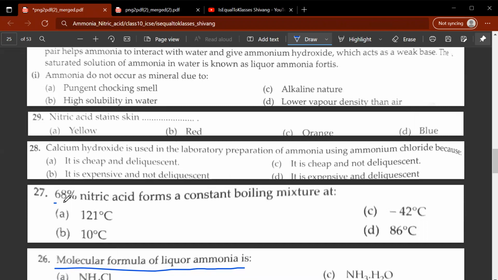27th question, 68% nitric acid forms a constant boiling mixture at A, 121 degrees Celsius. So you can see that it has quite a high boiling temperature. 28th question, calcium hydroxide, Ca(OH)2, is used in the laboratory preparation of ammonia using ammonium chloride because it is cheap and not deliquescent. Nitric acid stains skin. So this would be A, yellow.